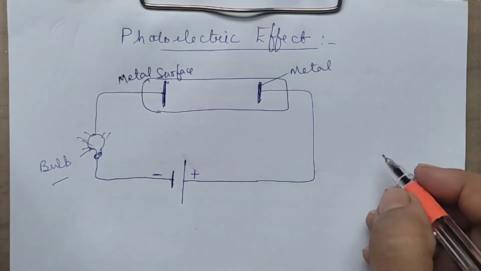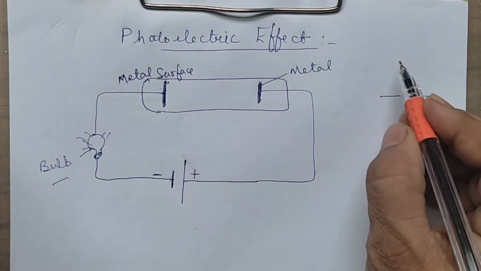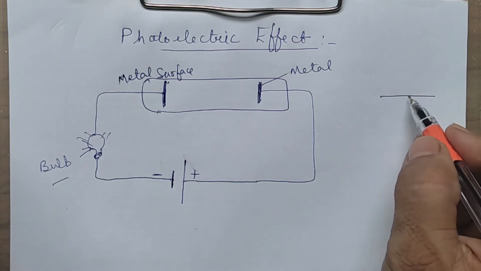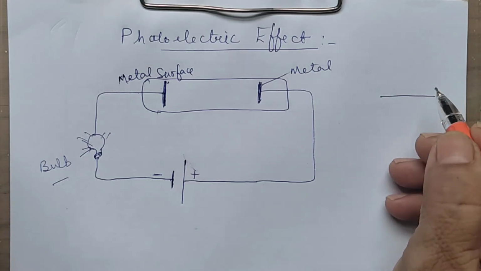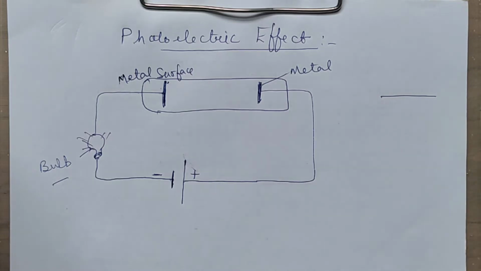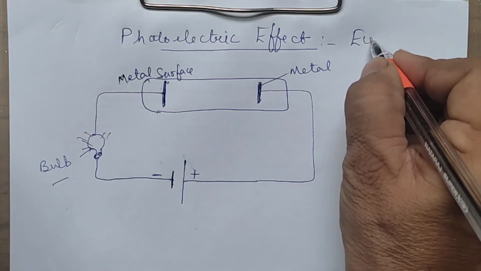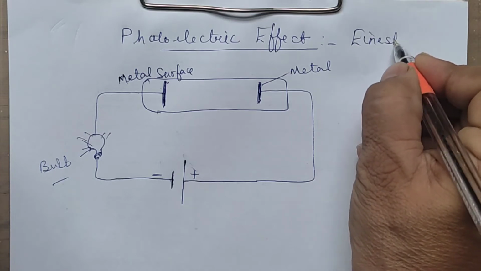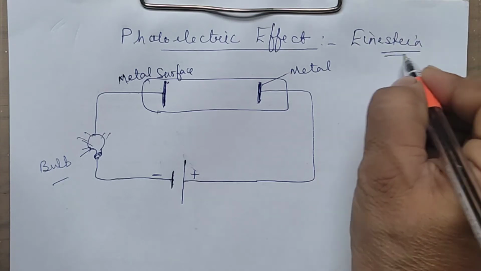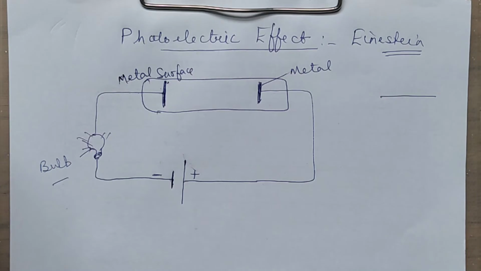Actually if you just take some metal and light falls on it, whether electrons are ejected or not, we will not be able to judge it. So as to prove experimentally that when light falls on the surface of the metal, electrons are ejected, this setup was done. And the photoelectric effect was explained clearly by Einstein using Planck's quantum theory, that is E equals h nu.